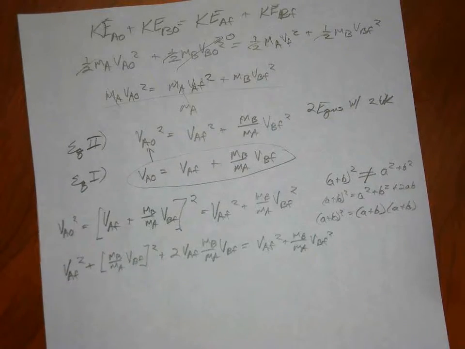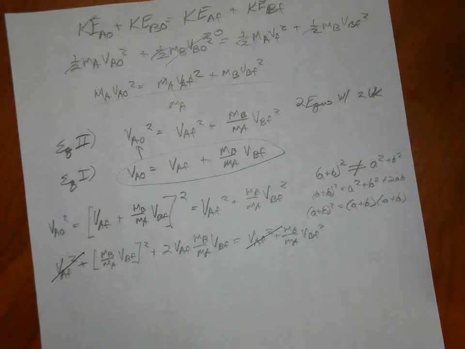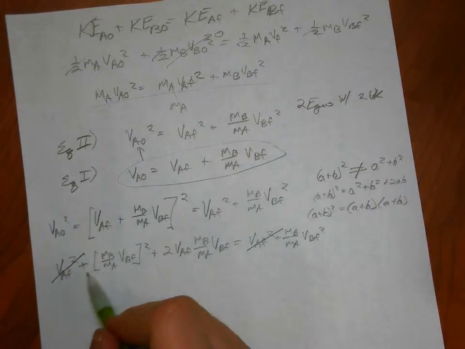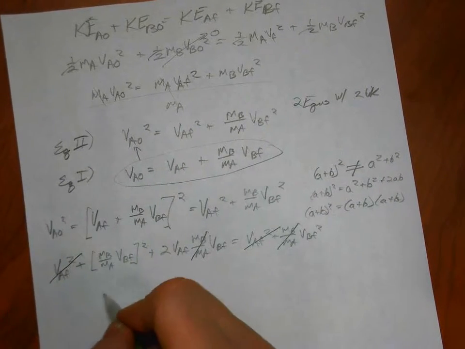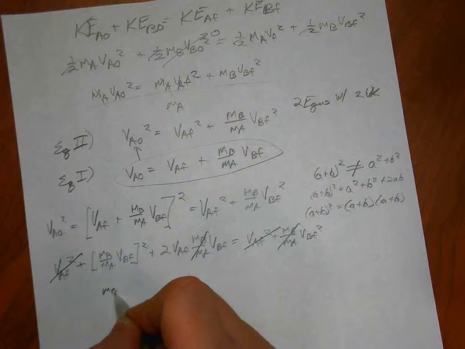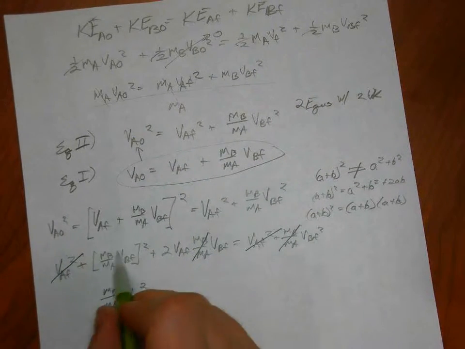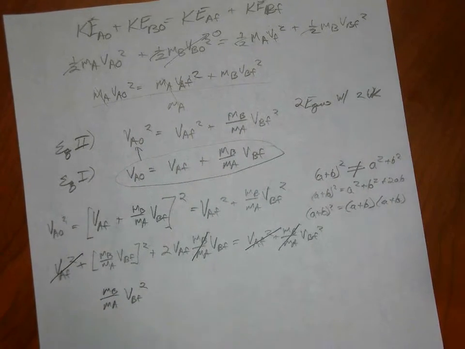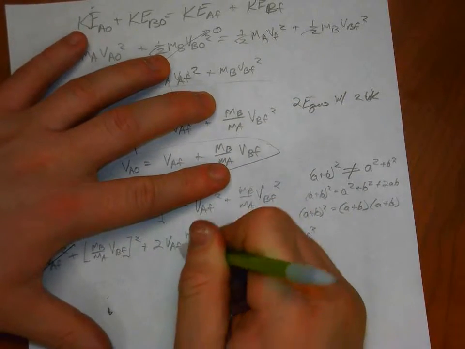What can we do to cancel this out? Well, we have VAF squared on each side of the equation, so luckily that goes away. Do we have anything else? Well, we have MB over MA on all sides of the equation. Here that goes away, but then this would just go to 1. So that would be MB over MA VBF squared. See, both of these things were squared, but since we have... Oh, we can't do that. All right, take it back.